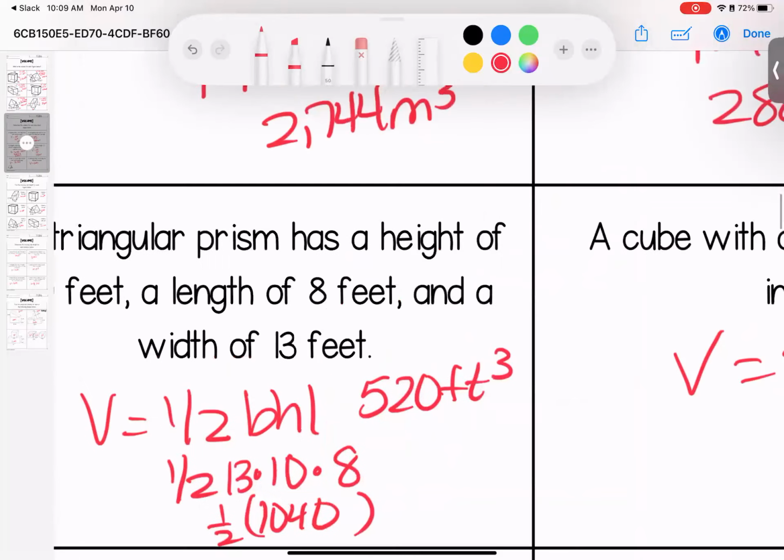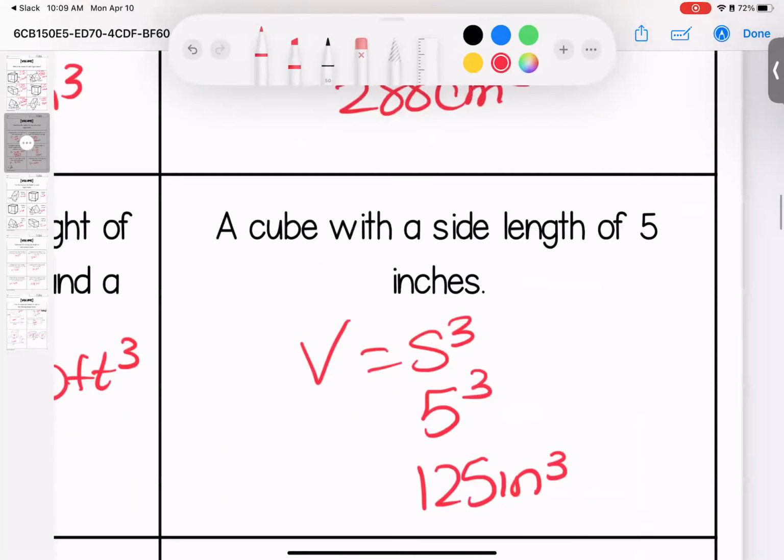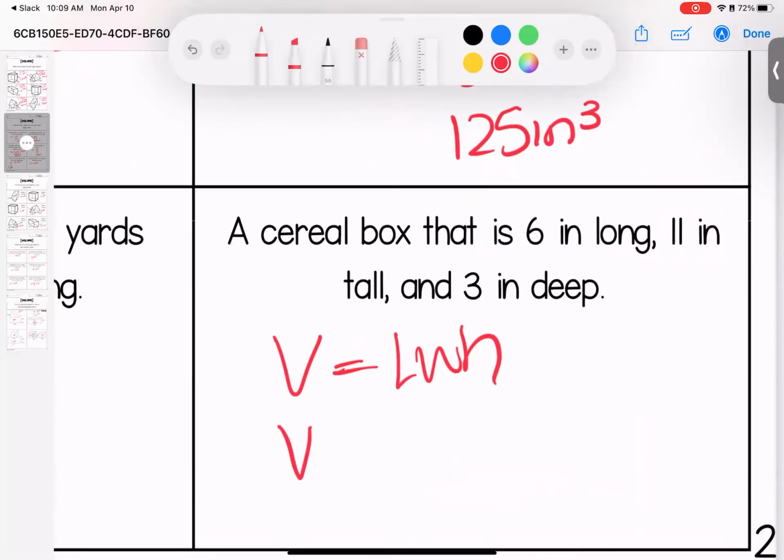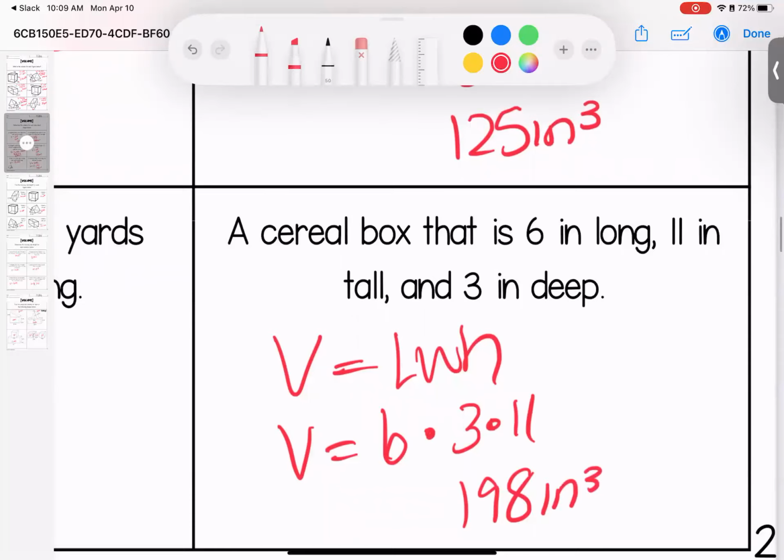Making sure I don't miss any. I know I missed one last time. All right, cereal box. Volume. It has a length of 6. It is a width of 3 and a height of 11. So 6 times 3 is 18 times 11 gives us 198 inches cubed.